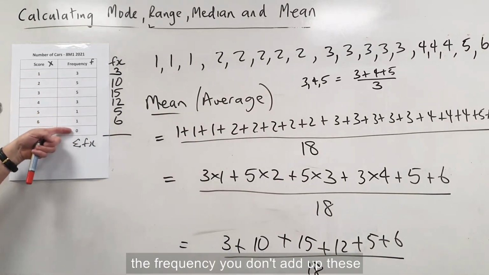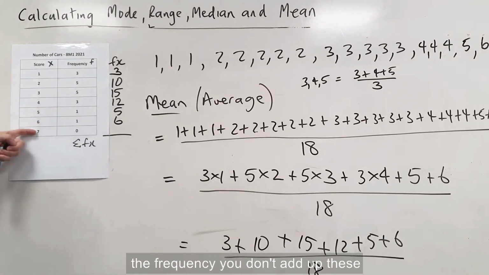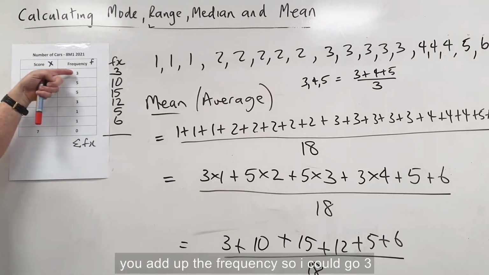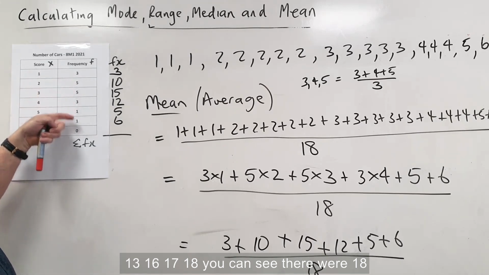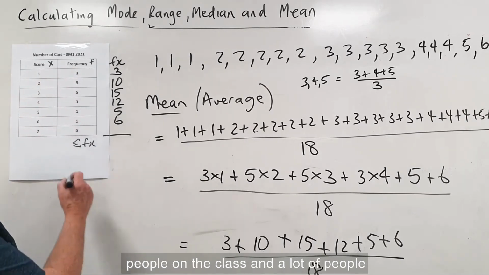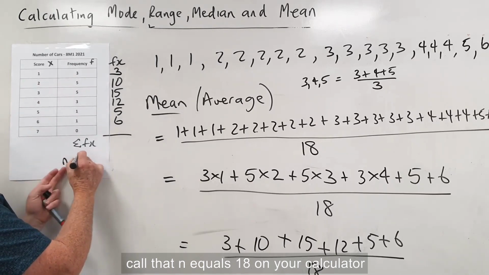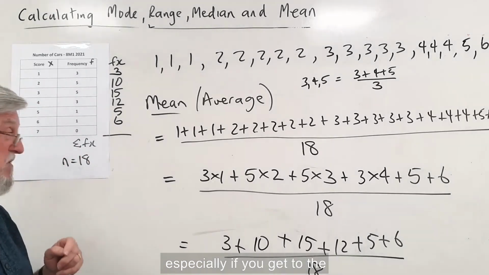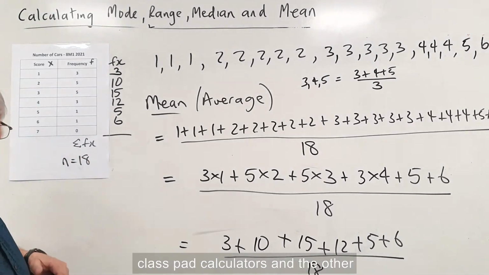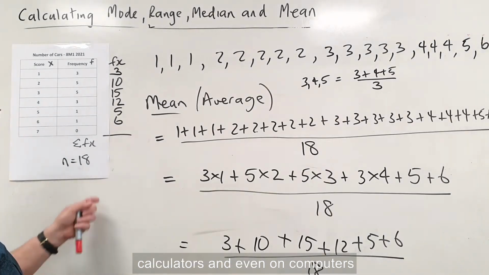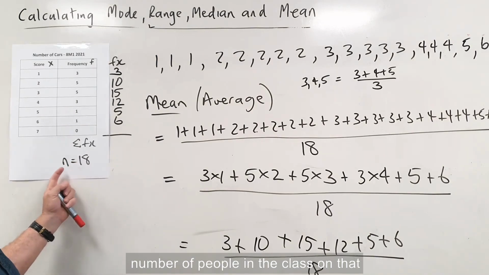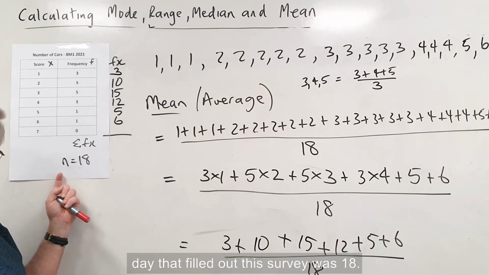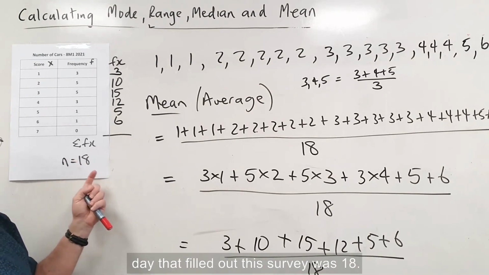And by the way, if you wanted to double check how many people were in the class, you add up the frequency. You don't add up these, you add up the frequency. So I could go 3, 8, 13, 16, 17, 18. You can see there were 18 people in the class, and a lot of people call that N equals 18. On your calculator, especially the ClassPad calculators and the other calculators, and even on computers, they'll talk about it as being N. So the number of people in the class on that day that filled out this survey was 18.